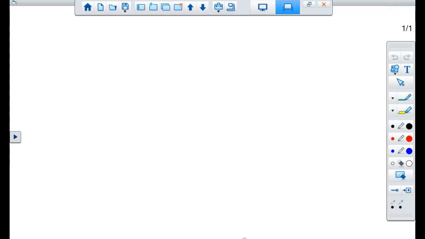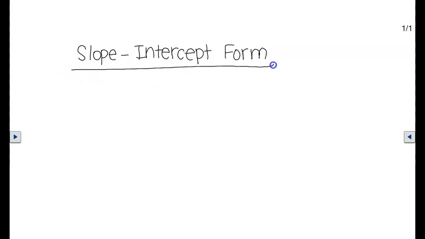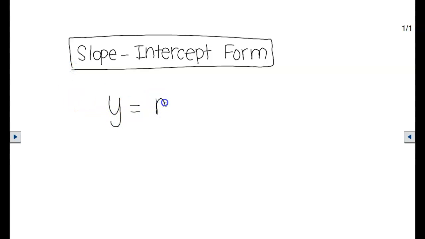All right, folks, for the last few days, we have been talking about slope-intercept form for a linear equation. And we have learned that the slope-intercept form looks like this: y equals mx plus b.